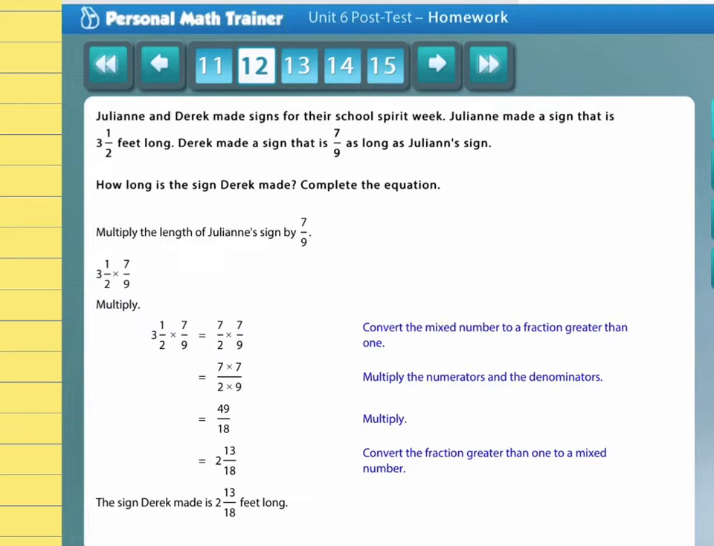And there we go. So we're showing 3.5 times 7/9. Make that an improper fraction. 3.5 is 7/2. 7/2 times 7/9 is 49/18. You simplify that to 2 and 13/18. So Derek's sign must be 2 and 13/18 feet long.